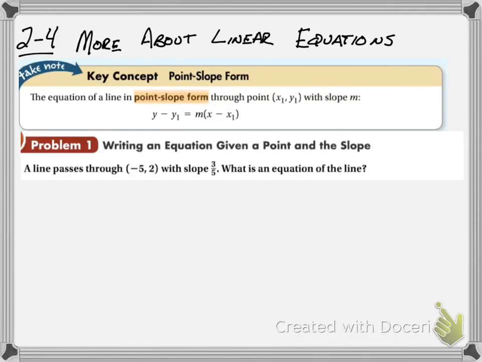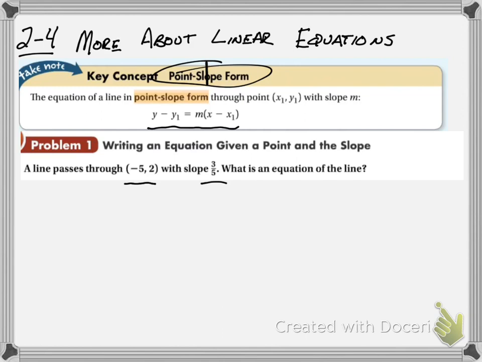2.4, more about linear equations. The main topic here is point-slope form. Okay? That right there. So again, it's y minus y1 equals m times x minus x1, where m is your slope. You don't need the y-intercept to write this. Y equals mx plus b, you don't need it. So when they give you a point and a slope, you use point-slope form.